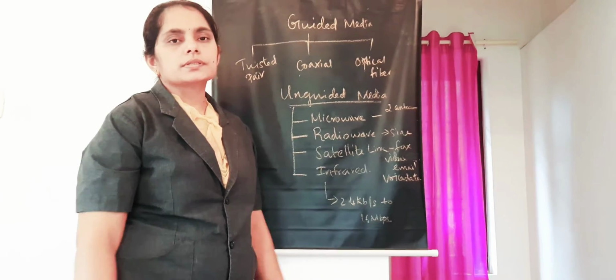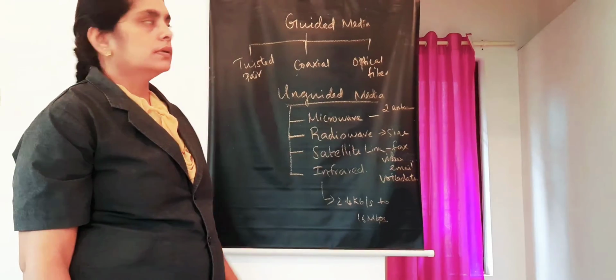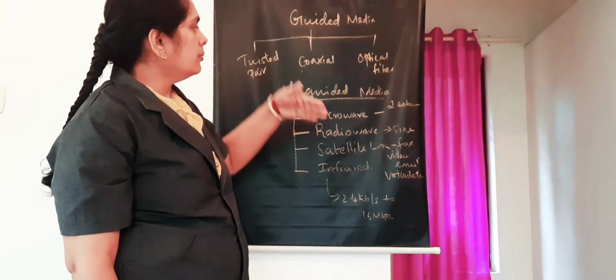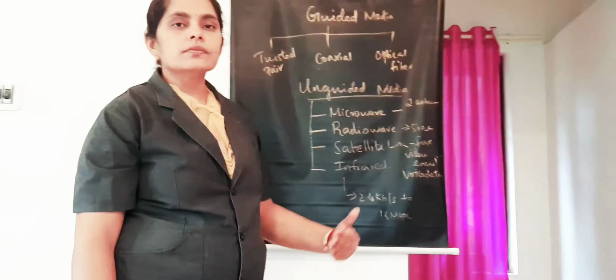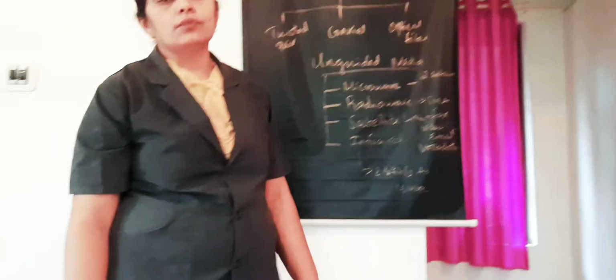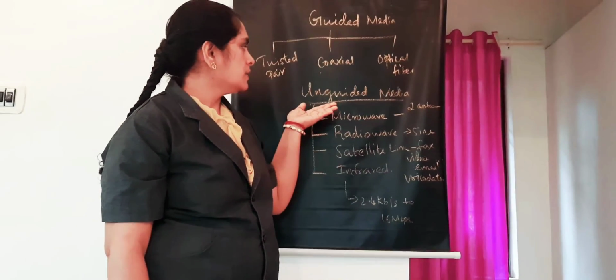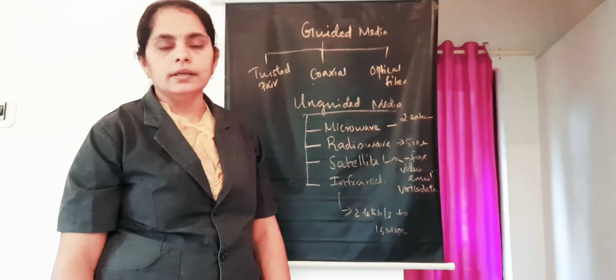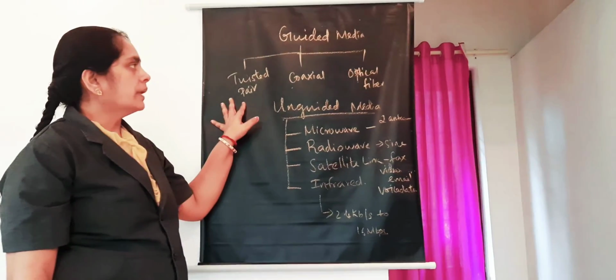Next, we are going to discuss types of communication. There are two types: guided media and unguided media. What do you mean by guided media? Using wire, we are transmitting information, that we call guided media. If you are transmitting information without wire, that we call unguided media, that is wireless.